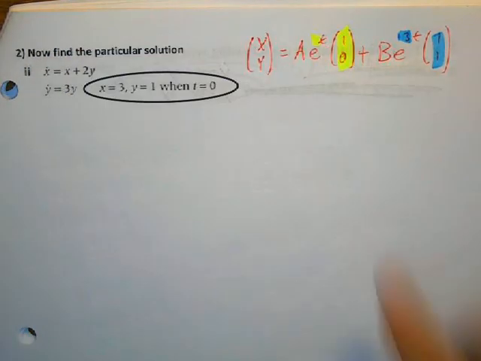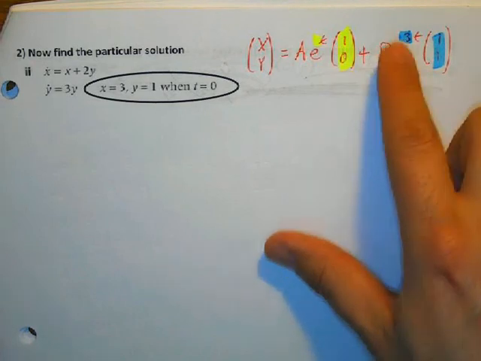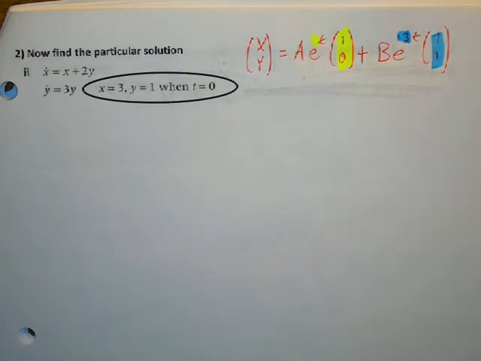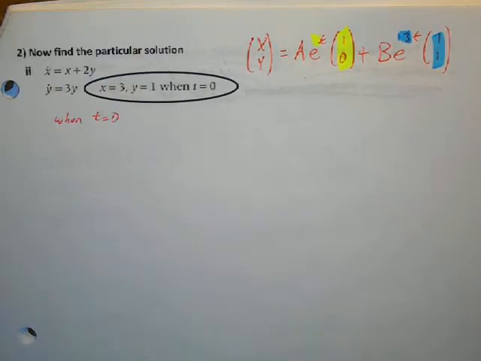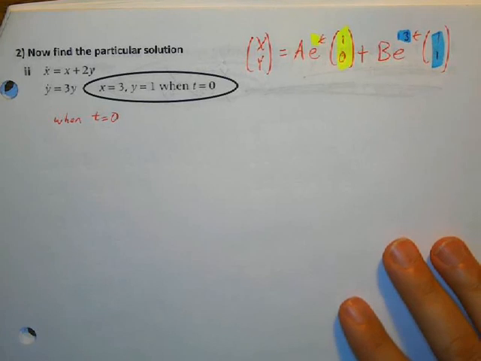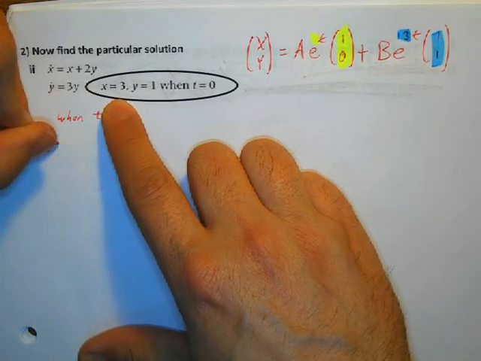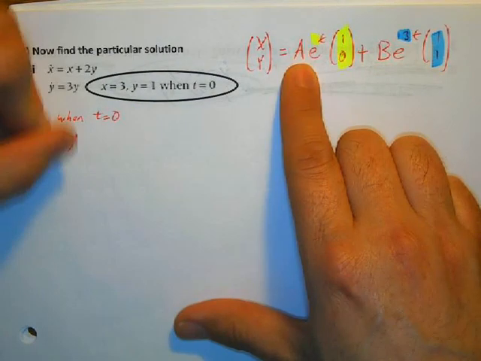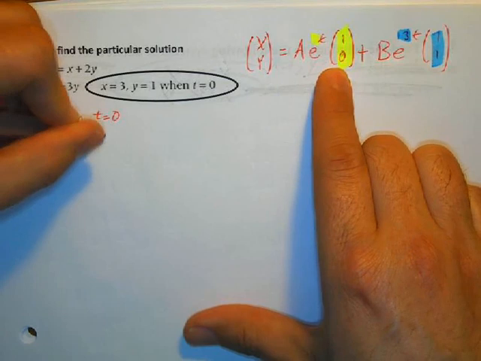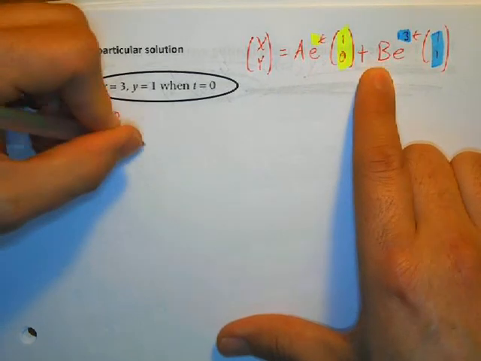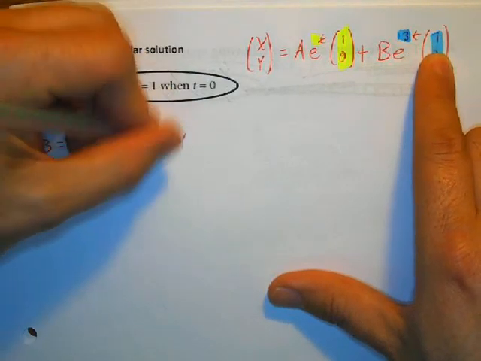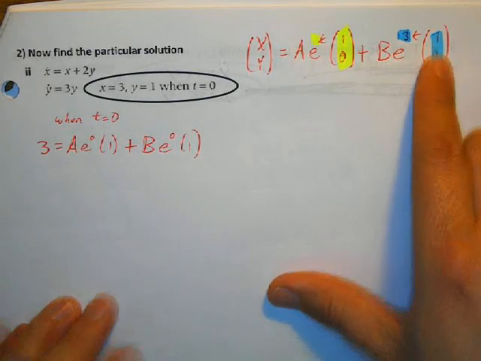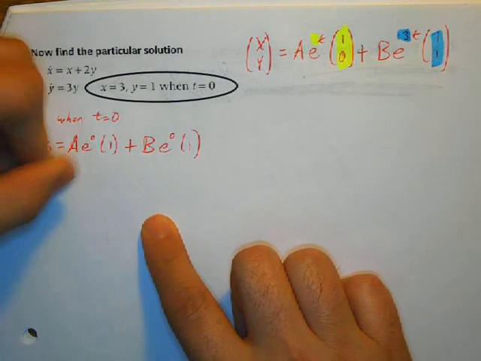Okay, so eigenvalue of 1 gave us this eigenvector. Eigenvalue of 3 gave me this eigenvector. Okay, now we're going to find a particular solution. So when t equals 0, we end up with 3 equals a e to the 0 times 1 plus b e to the 0 times 1. Okay, that simplifies to 3 equals a plus b.